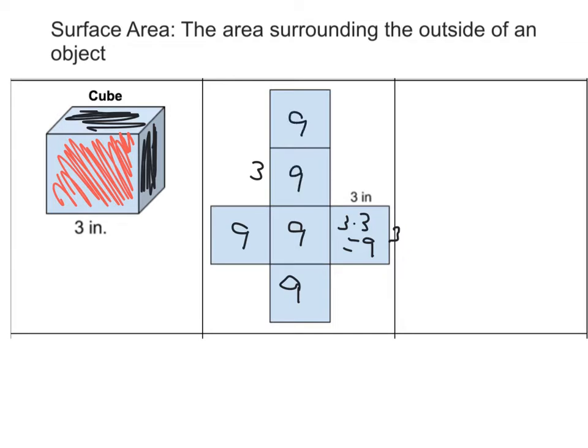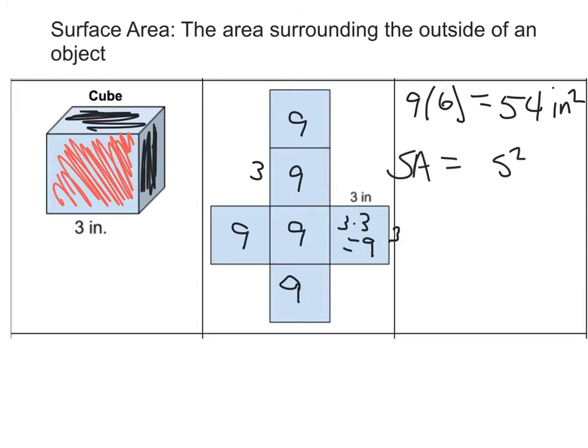So basically what I have then is 9 times 6, and that gives me 54 square inches. Now if you're looking for a general formula to find the surface area of a cube, then we could say that the surface area is equal to the side length squared times 6.